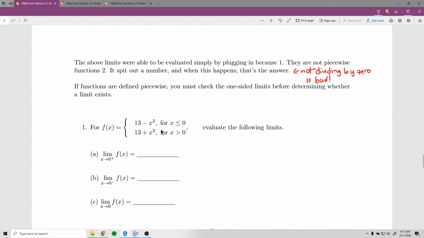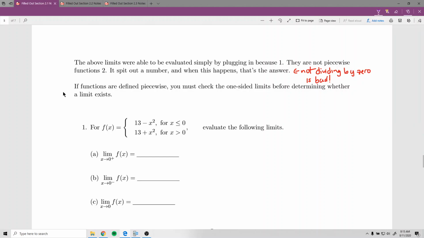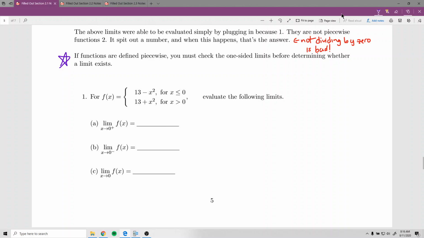If functions are defined piecewise, you must check the one-sided limits before determining whether a limit exists. And that's very much because you don't know what the graph looks like unless you graph it yourself, whether it's attached or not at that point. All right, so for this piecewise function here, we have f of x equals 13 minus x squared for x is less than or equal to 0, and 13 plus x squared for x is greater than 0.